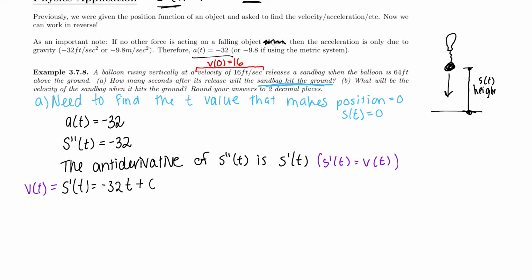Because if we think about how we're defining time, time is going to start when we drop the balloon. We start the clock when we drop the balloon. And at that moment, what we know is that the velocity was 16. So we know that v of 0 is equal to 16, and s prime of t is the same thing as v of t. So 16 is equal to negative 32 times 0 plus c, which means c is equal to 16.